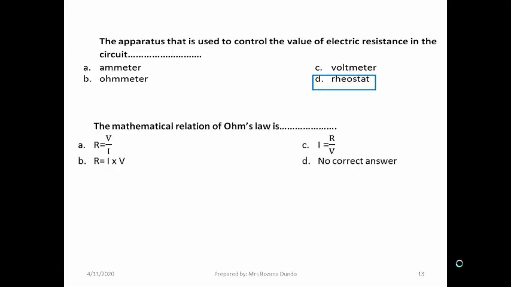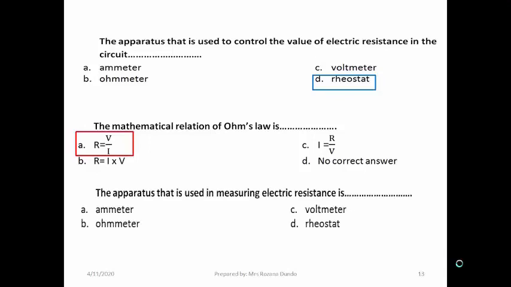The mathematical relation of Ohm's law is A. Resistance is equal to potential difference over intensity. The apparatus that is used in measuring electric resistance is the ohmmeter.